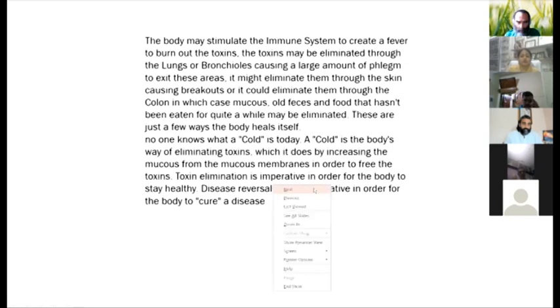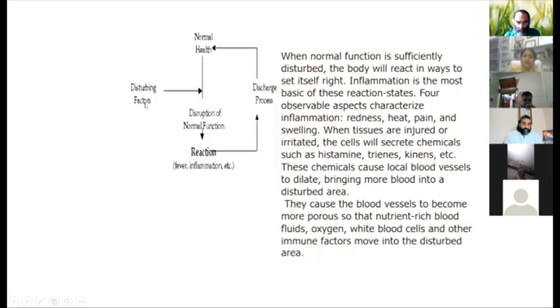So I will go short for that. Like this is normal health. So if there is a disturbing factor, like some change in the environment or in our mental condition, and there is disruption of the normal function, the reaction will be fever, inflammation.